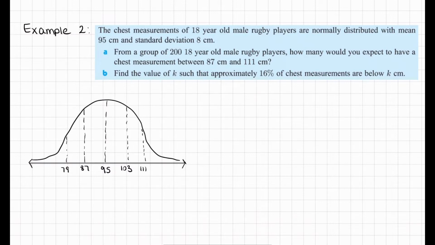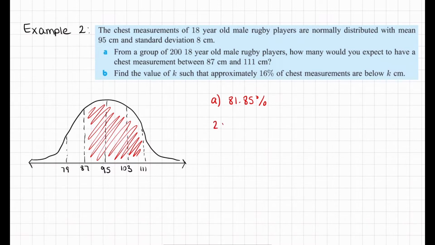Now, how many would we expect to have a chest measurement between 87 and 111? So we are looking at these three sections. Look back at that diagram from before, and if we add those three percentages together, you would end up with a percentage of 81.85%. Then we want a group of 200, so all we have to do is multiply that percentage by 200, which is approximately 164 players would have a chest size between those two values.